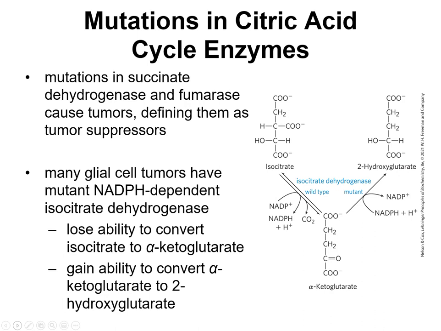And glial cell tumors have this mutant NADPH dependent isocitrate dehydrogenase. And what's wild about this is that in the mutant, you actually can't convert isocitrate to alpha ketoglutarate. You instead make 2-hydroxyglutarate, and then that can go on to do some other things that are beneficial for the cancer cell.